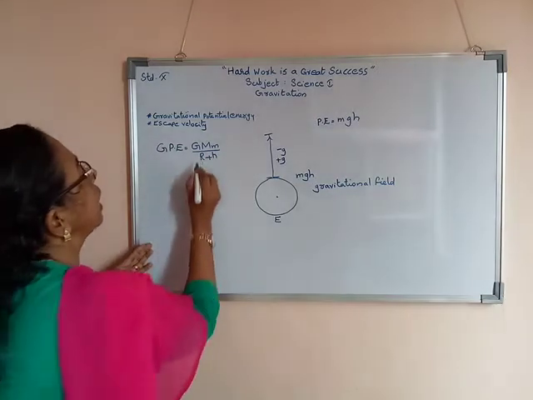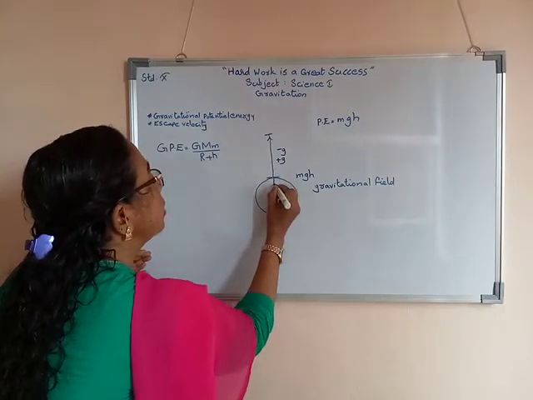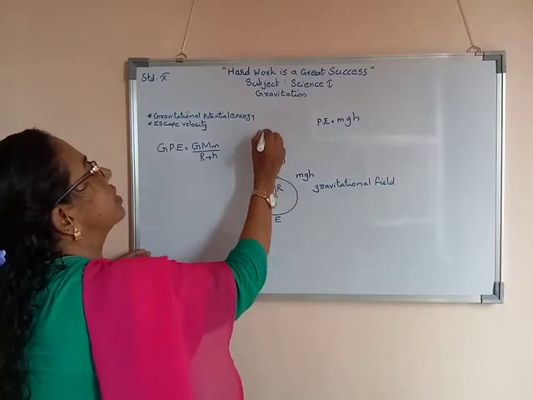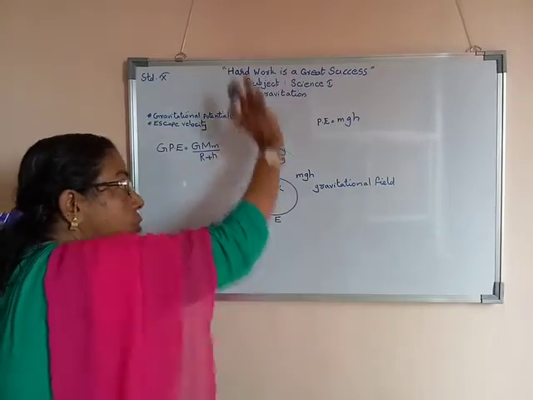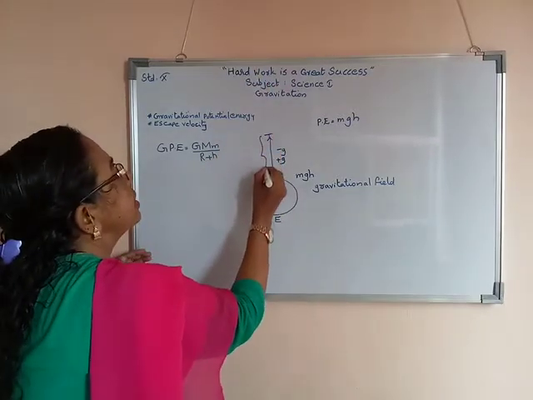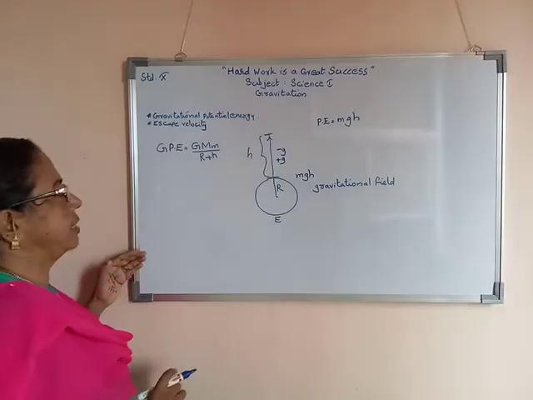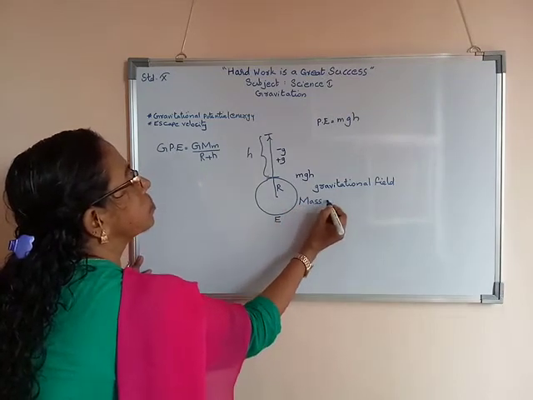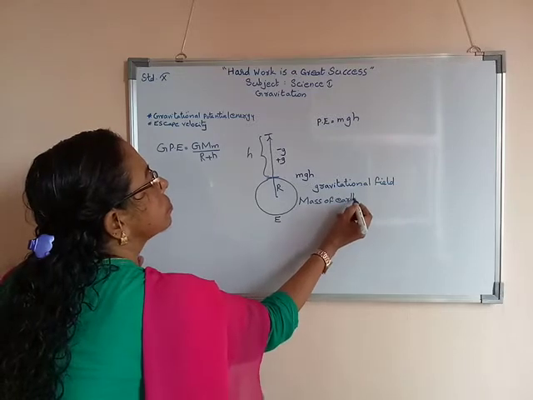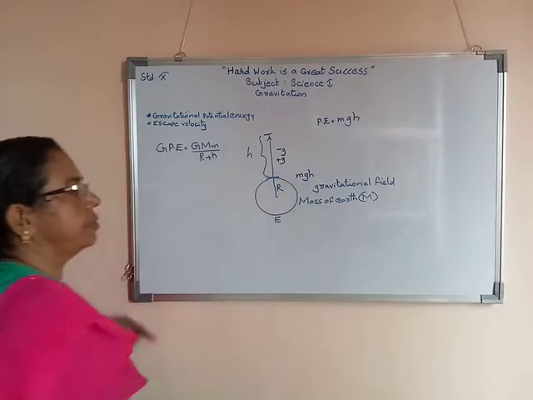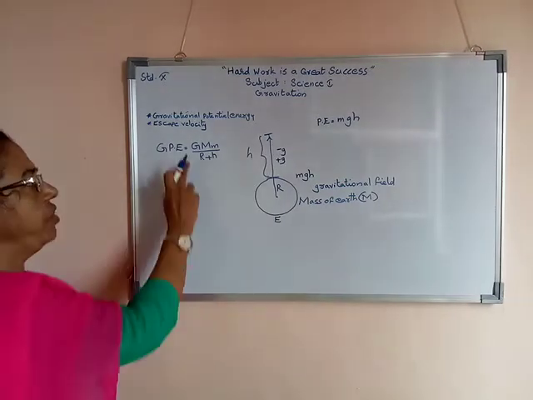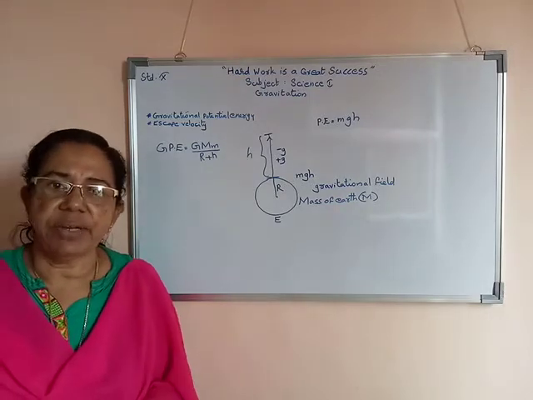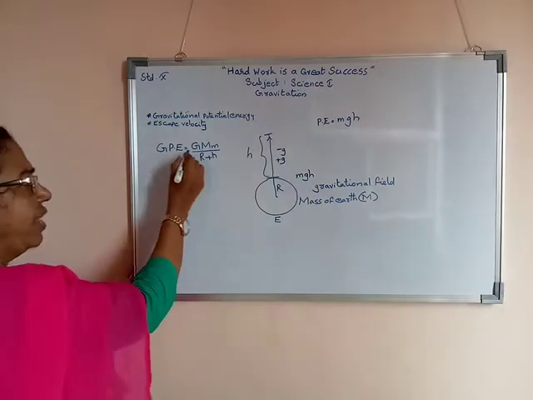Here capital R means the radius of the earth. Then h means the distance from the surface of the earth till which the object moved and stopped there. This distance we write as small h. Then capital M is the mass of the earth. We represent the mass of the earth by capital M. Then we already studied the value of G in the previous topic. That is a constant value.